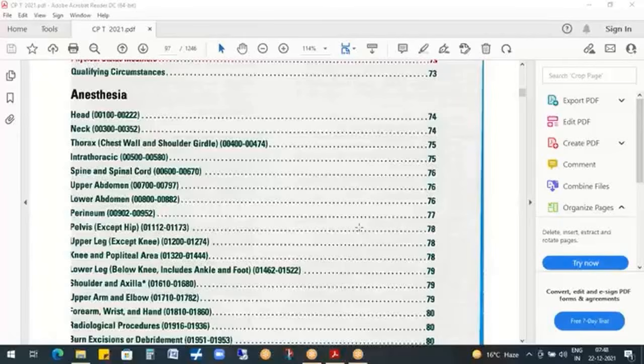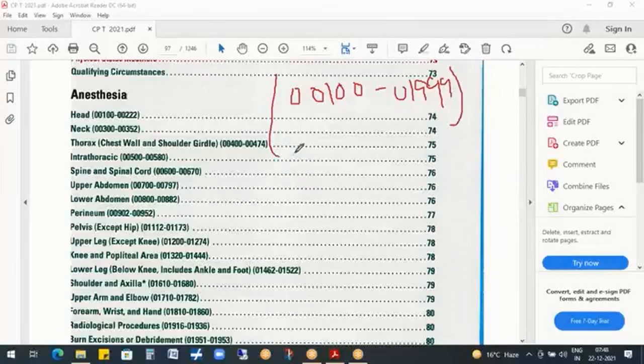Next point. Anesthesia code range is 00100 to 01999. You can see my screen. This is the range. In this range, if any code falls, that's an anesthesia code. 00100 to 01999.